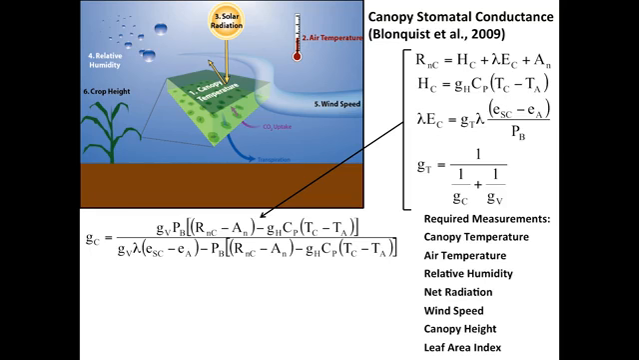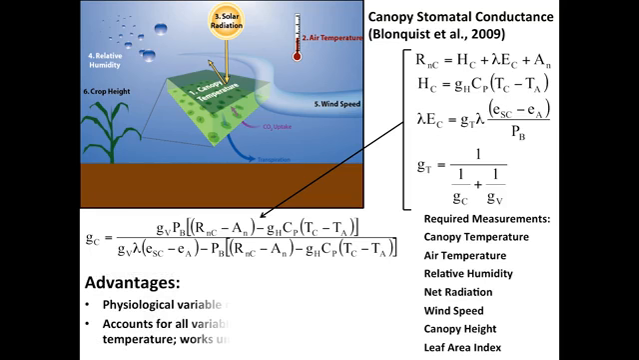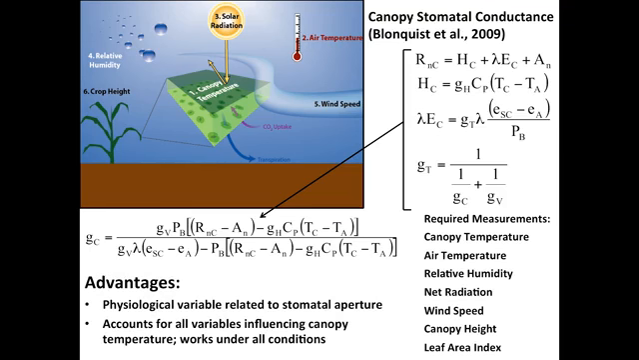So this calculation of plant canopy stomatal conductance has the advantage of being a physiological variable that's directly related to stomatal aperture. And it actually accounts for all variables influencing canopy temperature. So unlike the empirical crop water stress index, it should work well under all environmental conditions.